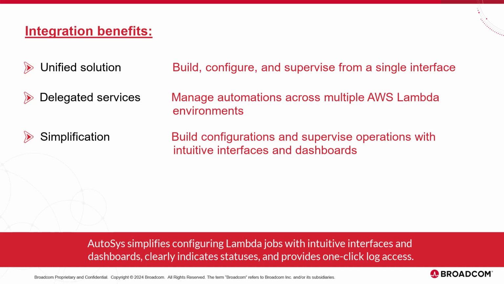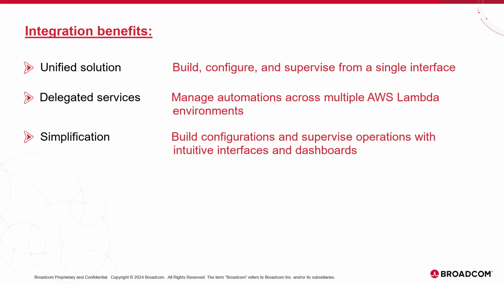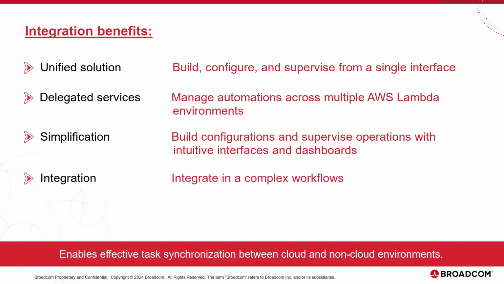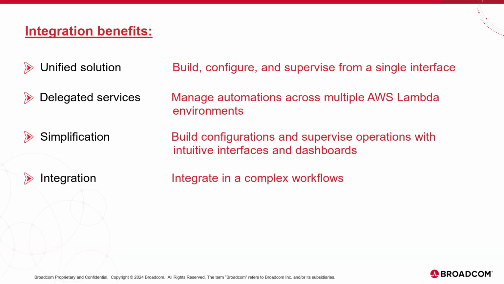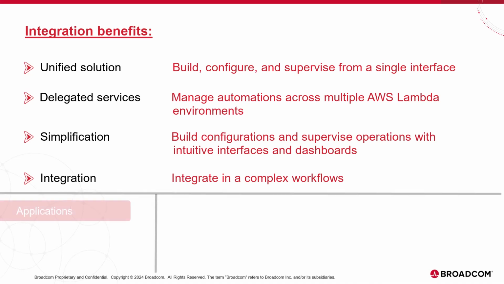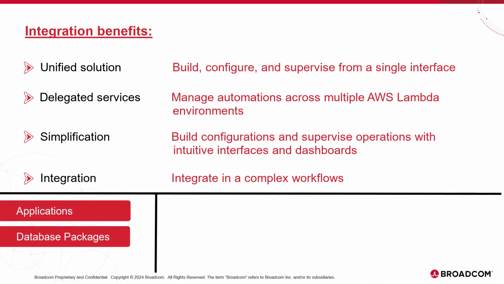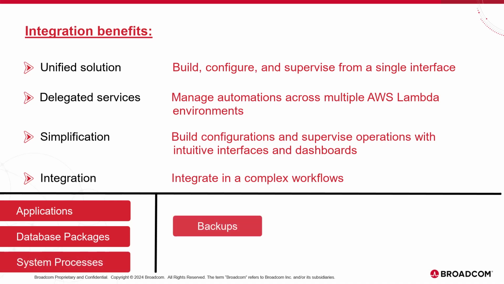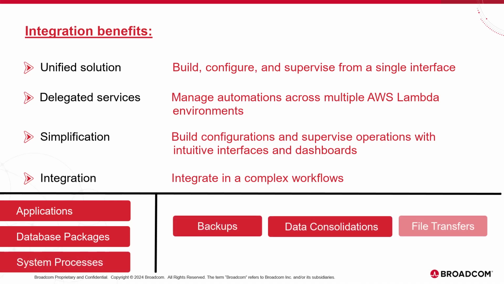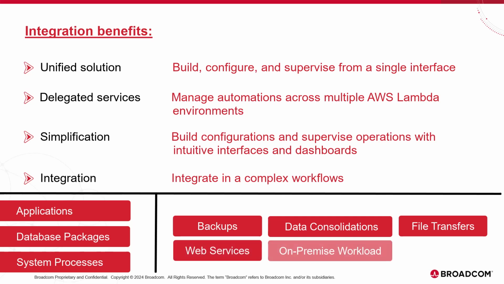From an operations perspective, AutoSys greatly simplifies the configuration and orchestration of Lambda jobs. Externalizing operations to a tool with a high degree of third-party integration means we can synchronize all cloud with non-cloud workloads. Using various agents and job object types, we can build sophisticated configurations involving multiple applications, database packages, system processes like backups and data consolidation, file transfers, web services, and other on-premise workloads.